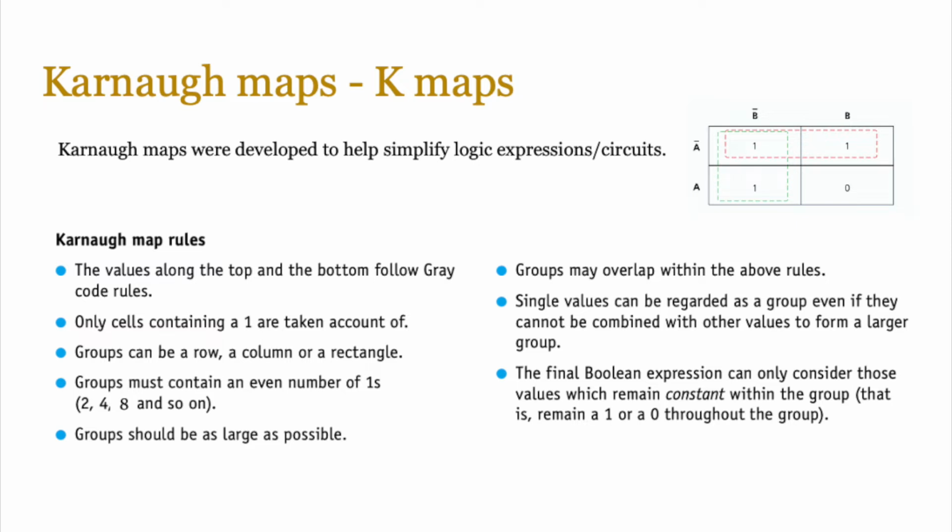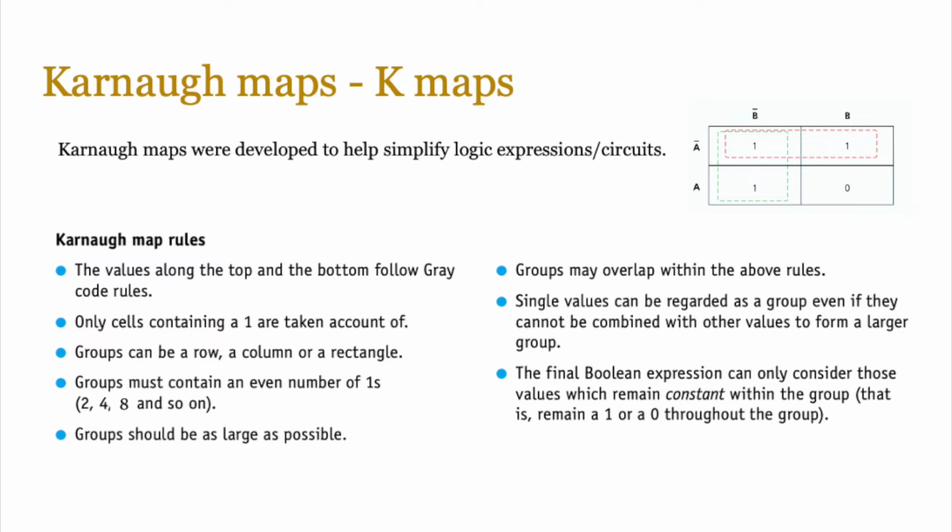So if you take the first horizontal group, which is highlighted in red, you can see that not A is constant all the way across. However, not B and B basically end up cancelling each other out. So that red group resolves itself to not A.